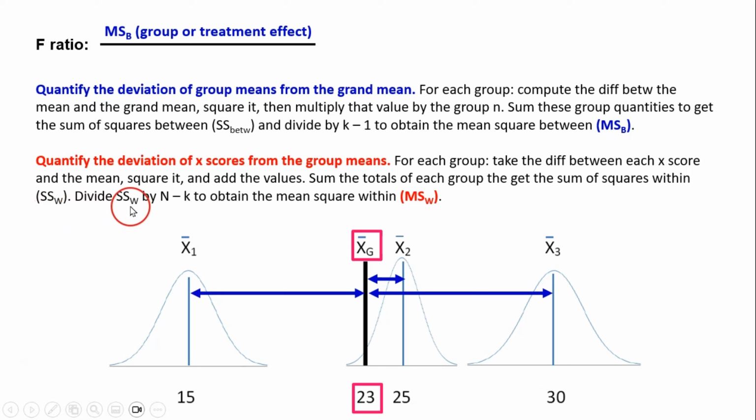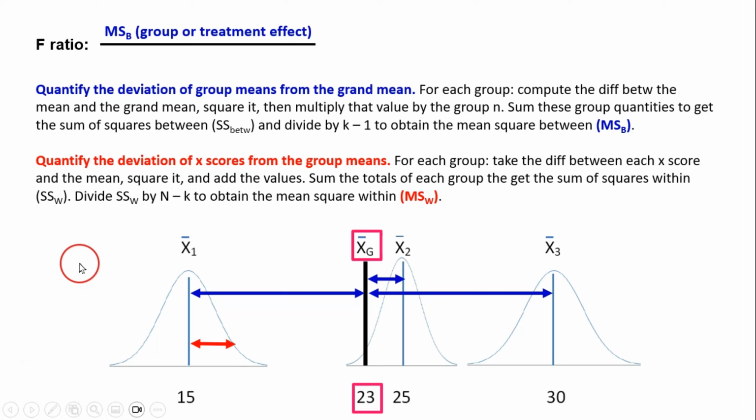Then you divide the SSW by N minus k to obtain the mean square within. So in this case, N is the big N, so it's the total number of observations that you have for all the groups combined, and then you would subtract that by the number of groups that you have.